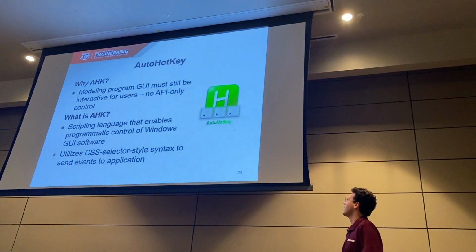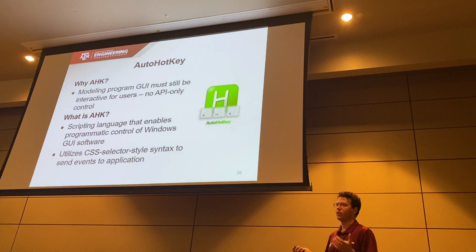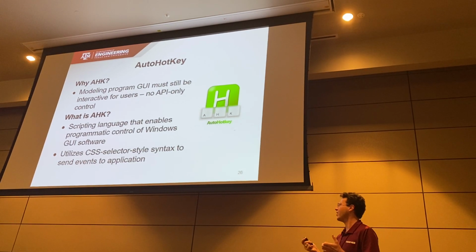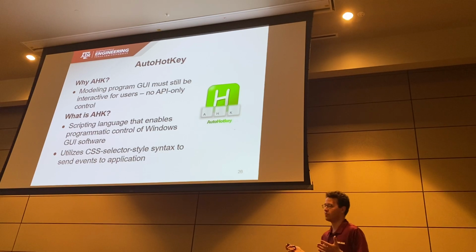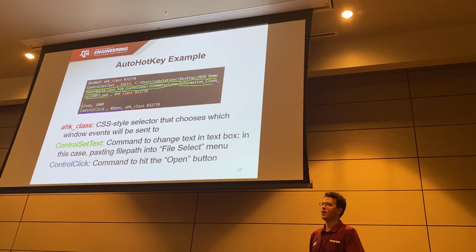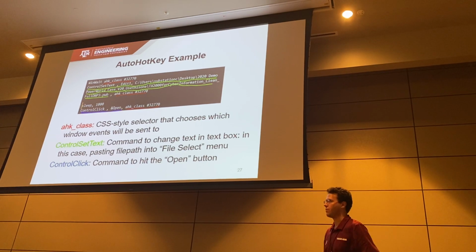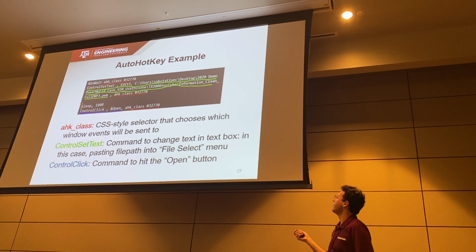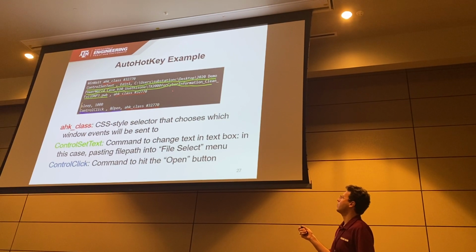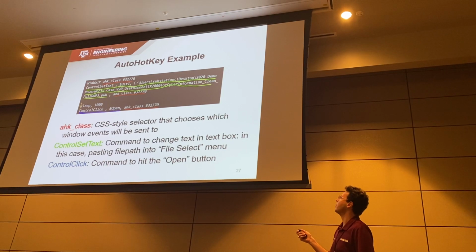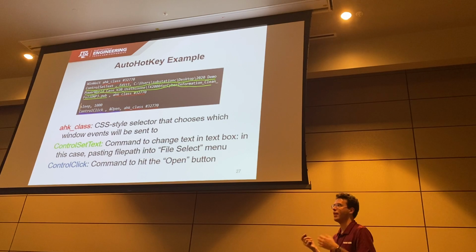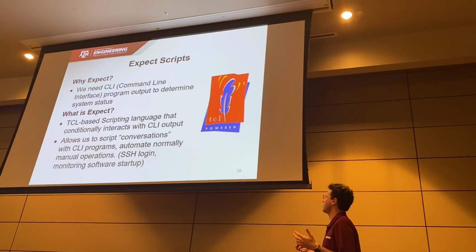A few other automation methods. We use AutoHotkey. As I was talking about earlier, a lot of these have graphical user interfaces. AutoHotkey lets you use a CSS-style selector syntax to send events to an application. So for example, if you've ever gone to PowerPoint and hit File, Open, that window pops up, right? And you have to type in your file name or select it from something. These controls right here will select that window, paste in the text of whatever file you want into that file path, and then click the Open button. So stringing commands like this together allows us to automate even the worst graphical user interfaces.